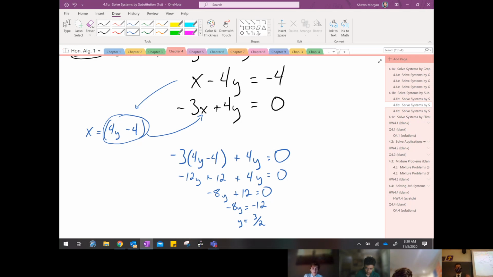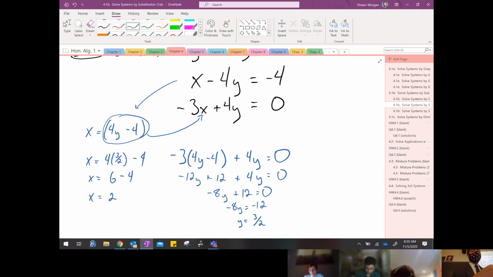We want to take y equals 3/2 and plug it in and find what x should equal. And why not go ahead and use this spot over here where we've already got x by itself. So instead of 4y, it's going to be 4 times 3/2. What's that going to be? 6 minus 4 is 2. Okay, and that's going to be my solution. I got 2, comma, 3/2.